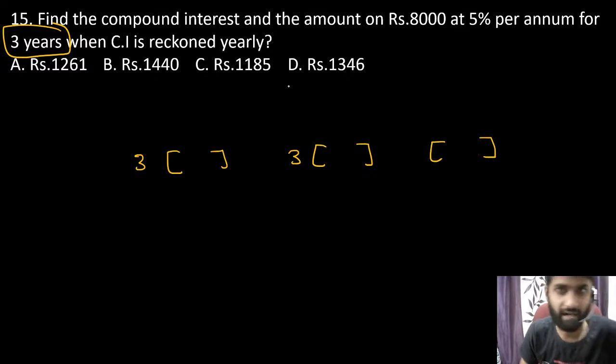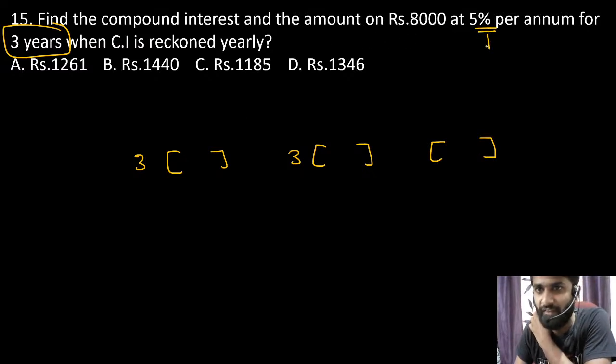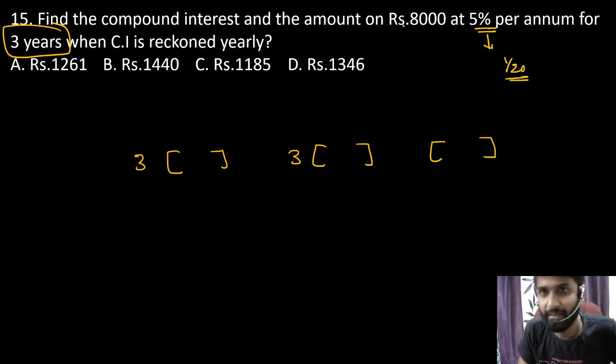Keep this point in mind. Now see, first of all, convert 5%, guys. 5% is equal to 1 by 20. 1 by 20th of 8,000: 8,000 divided by 20 becomes 400.